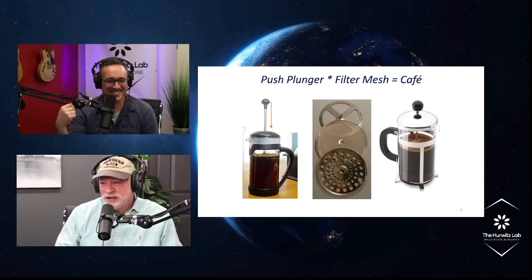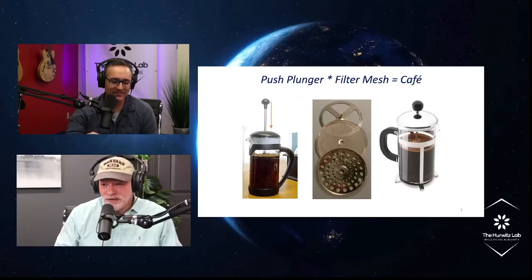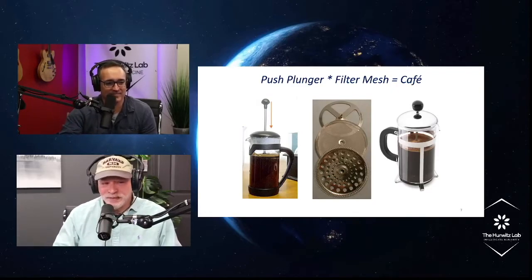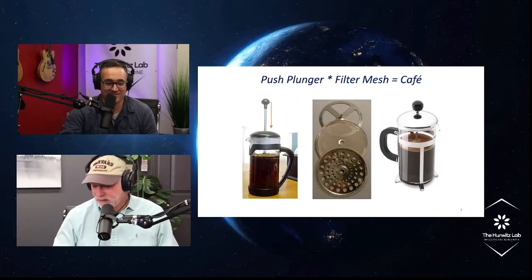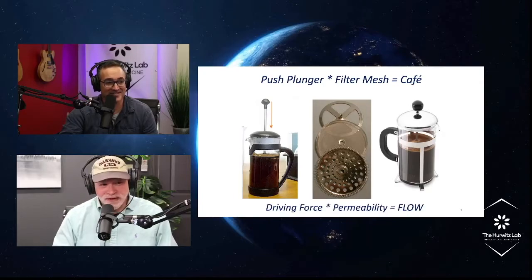But you push the plunger, that's the driving force, through the permeability, which is the filter mesh, and there's obviously different kinds of filter. A French press is an excellent way to have coffee. And the result of that transport is delicious coffee. And so we depend on transport first thing in the morning. So driving force times permeability equals a delicious flow of coffee.